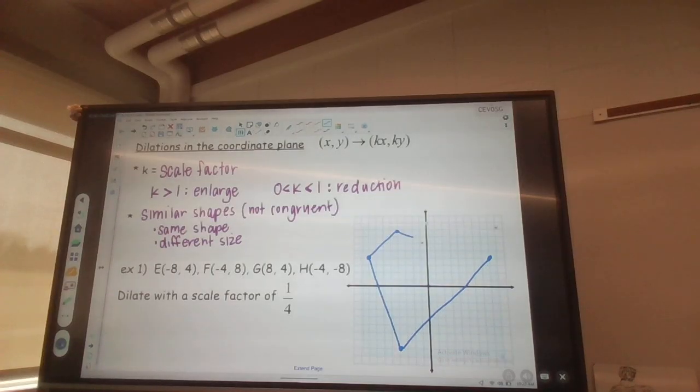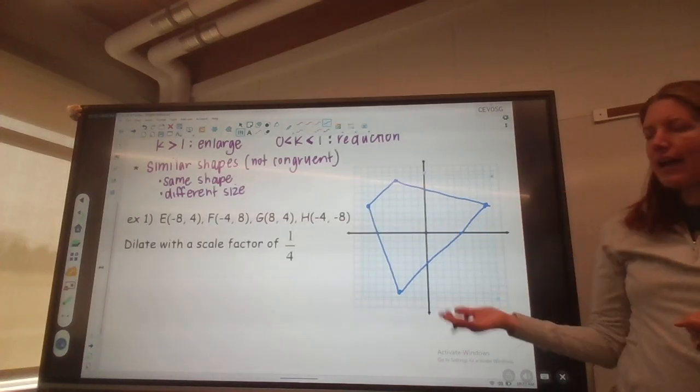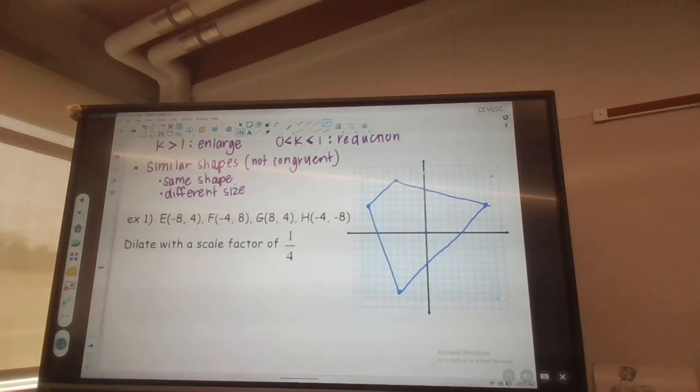So this is a pretty big 4-sided shape here. So it takes up a majority of the graph. So you probably are hoping that this is going to end up being one where we're going to reduce the size, because if it has to go bigger, then we're going to be well off our graph. So, and that makes sense that it says dilate with a scale factor of 1/4. So basically we're saying shrink this down to 1/4 of the original size. So what that means we do is we take all the x and y values and multiply them all by 1/4.